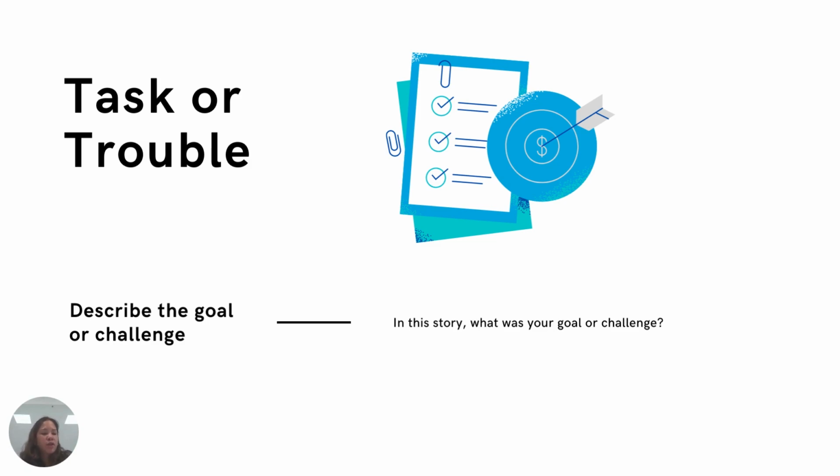Next is task or trouble, which stands for the goal or the challenge. So what was the goal that you wanted to accomplish in this particular story? Or what was the challenge that you needed to address? Or there may be several challenges.